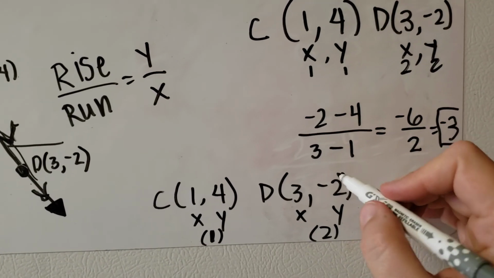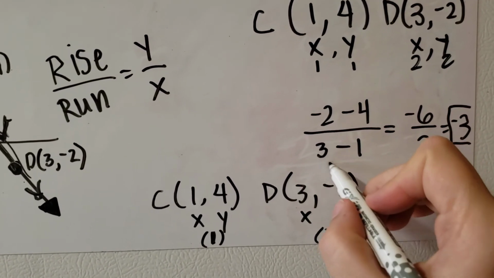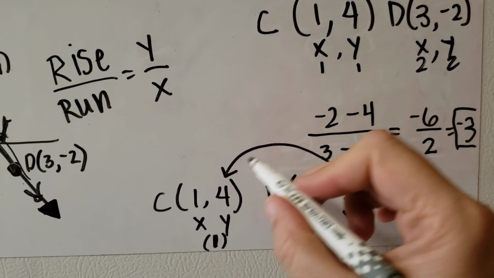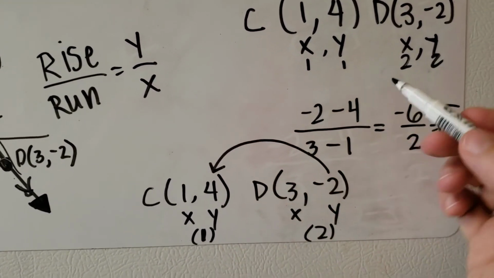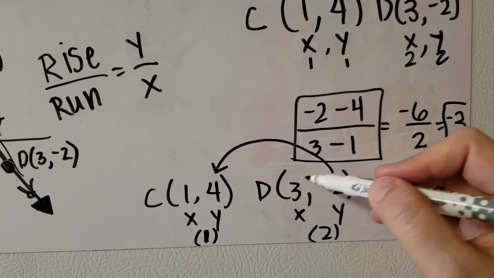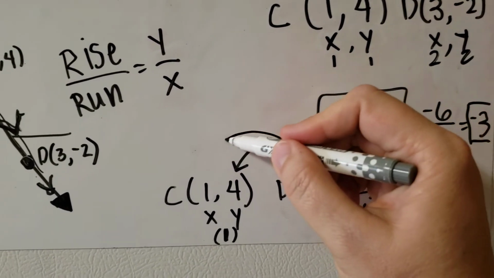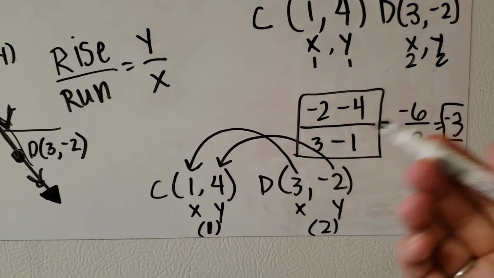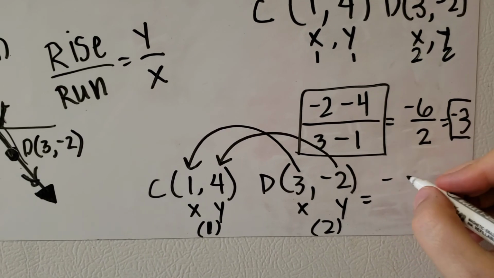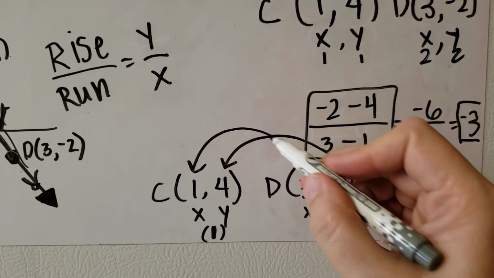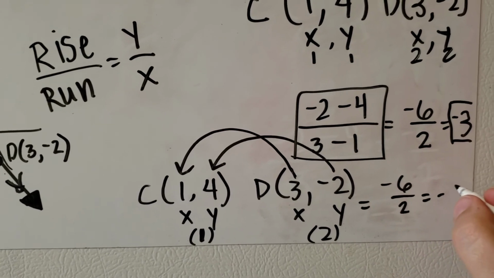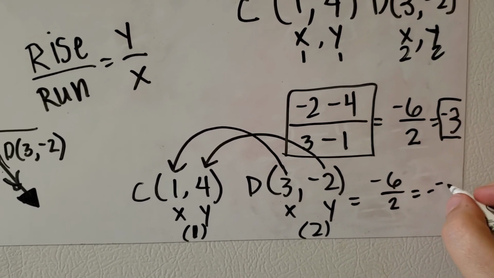Some of you may remember this. We would draw a little line from this one to this one saying -2 minus 4, which kind of repeats what we've already done up here when we actually use the formula. And continuing that, 3 minus 1. And that gives us the exact same thing. So -2 minus 4 gives us -6. 3 minus 1 gives us 2. And again, we come up with the slope of -3.